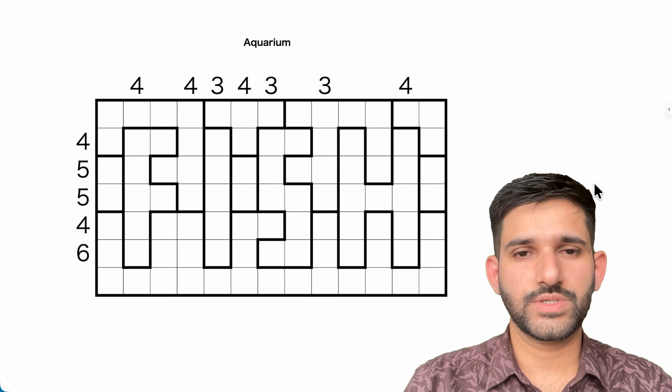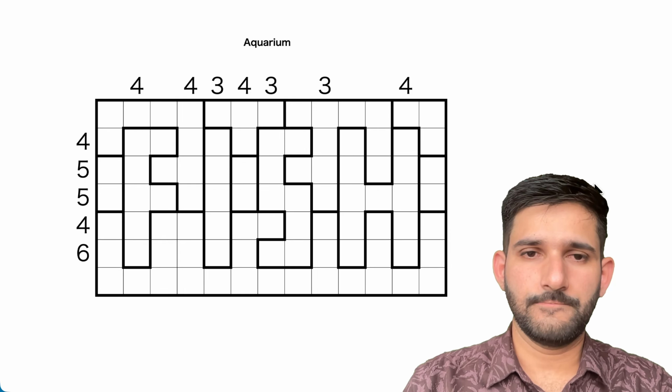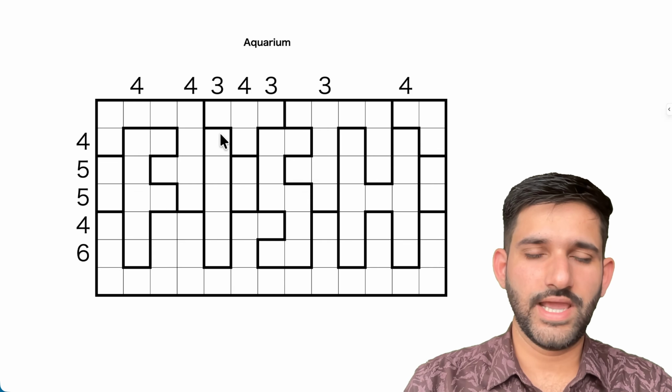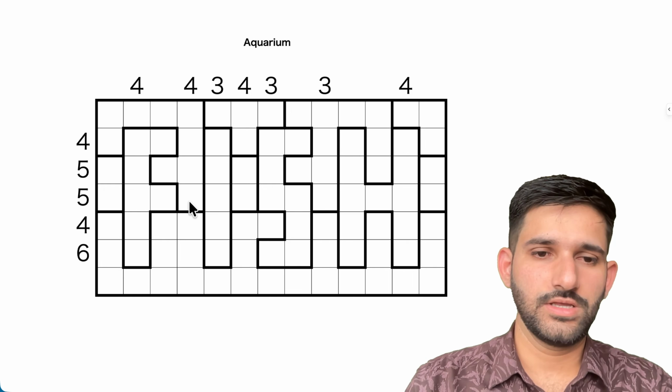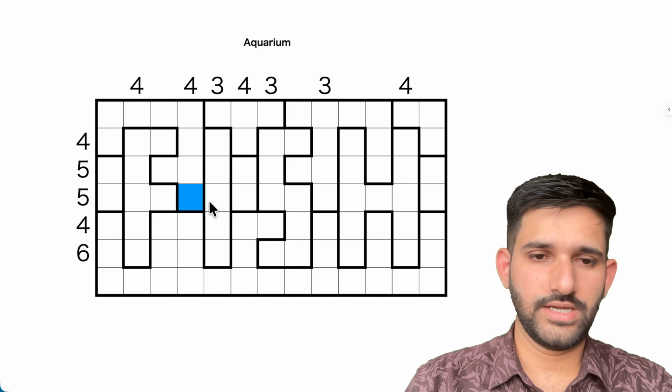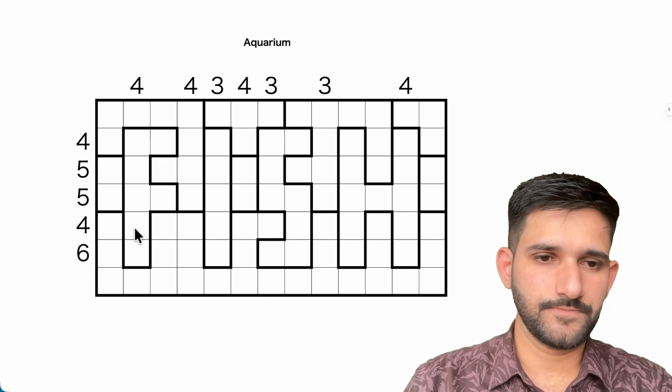Hi, today I'm going to solve a new puzzle, and this is called Aquarium. As you can see, it's a grid, and the objective here is to place water in some of the cells. You can place water like this, right? So we have to place water following a few conditions.